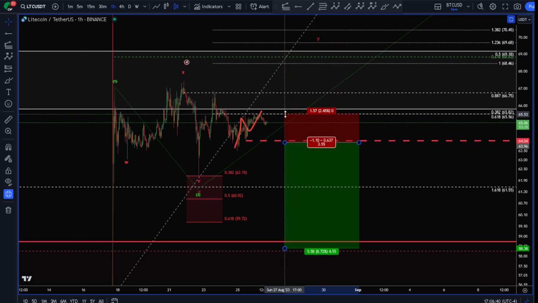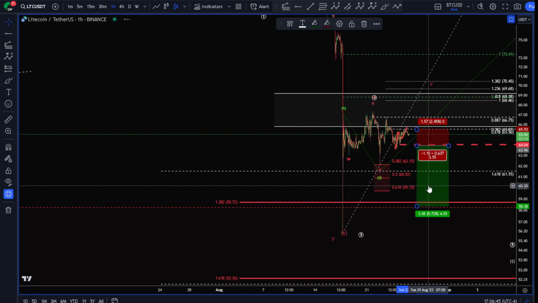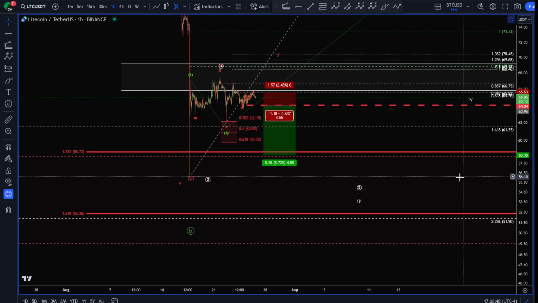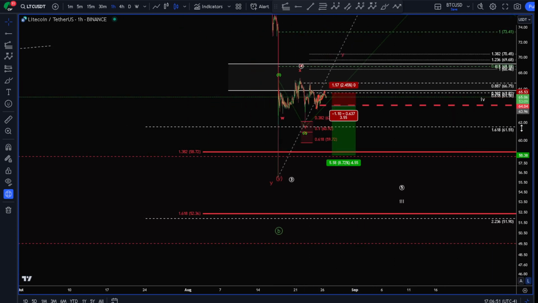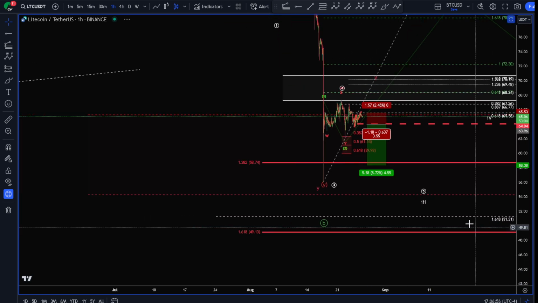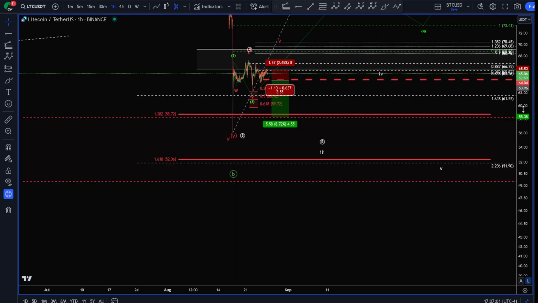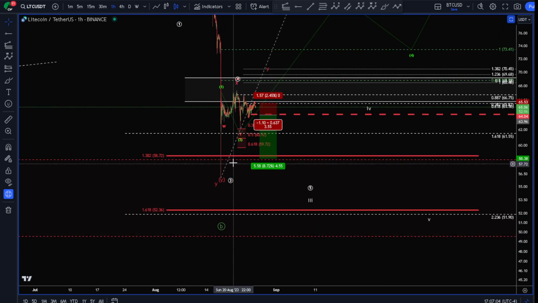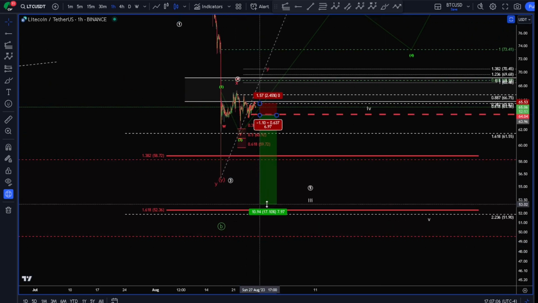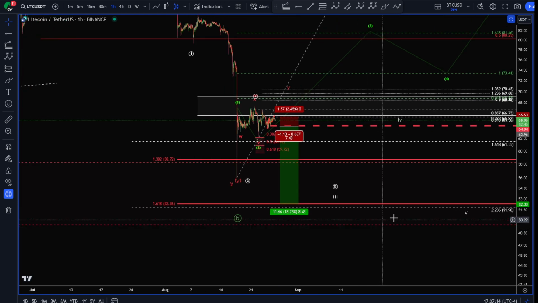My stop will go at this high, and I will be targeting down at the 1.618 here, regular scale. Sorry, I'll zoom out a little bit here. We'll be targeting the 1.618 here. So pretty good trade, and that would just be to complete our fifth wave here.